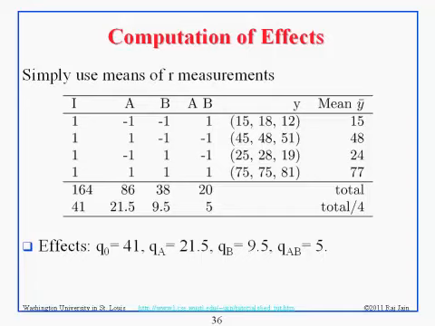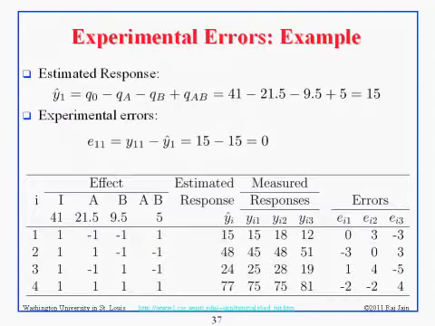So the analysis doesn't change much, except that now we have the effects. q0 is 41, qA is 21.5, qB is 9.5, qAB is 5. But there is something more you can do, which is that now you can calculate the predicted value. So if somebody gave you A equal to -1 and B equal to -1, and these are the effects that we already calculated, then the predicted value is 15. However, you measure 3 different values. You measure 15, you measure 18, you measure 12.